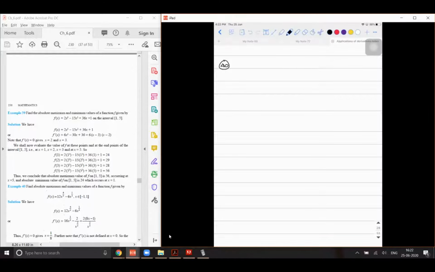Similarly, here also, you're supposed to do the same. So what is the function? f of x is equal to 12 into x power 4 by 3 minus 6 into x power 1 by 3, and the value of x belongs to minus 1 to 1. So what is f dash of x? Irrespective of closed interval or open interval, first step is always differentiating. So 12 into, so 48 by 3 into x power 4 by 3 minus 1 is 1 by 3, minus 6 into 1 by 3 is 2 into x power minus 2 by 3.